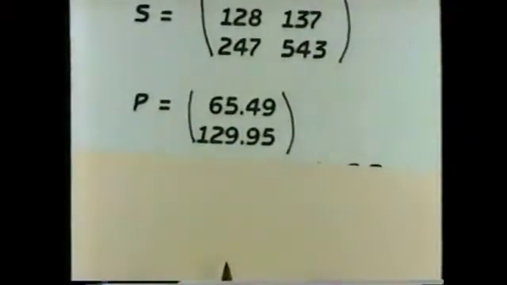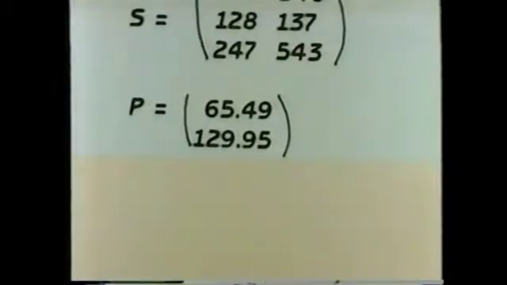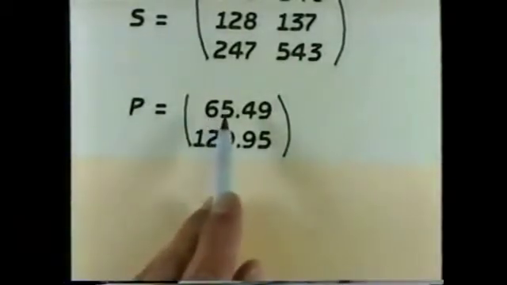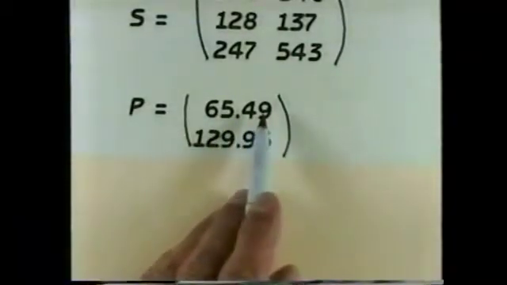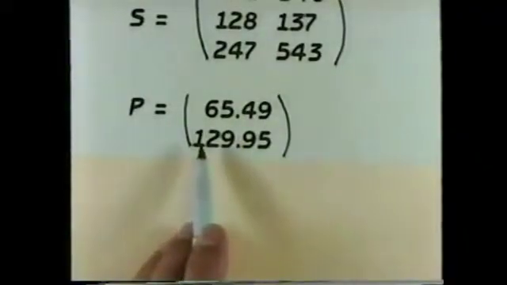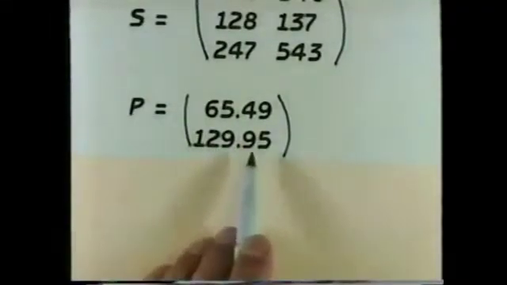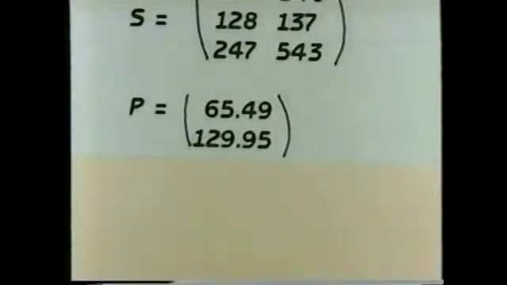P, your price matrix, tells me the price for each grade. The grade 1 shoes were $65.49 each. The grade 2 shoes were $129.95 each.